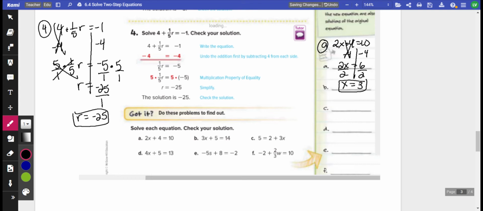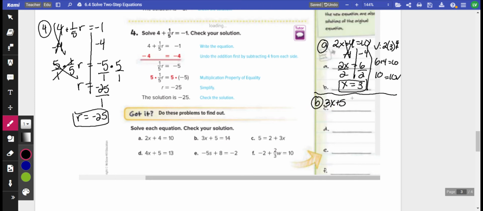When checking it, 2 times 3 plus 4, that is 6 plus 4, 10. So does 10 equal 10? Yes, it does. Check yes. Letter B.